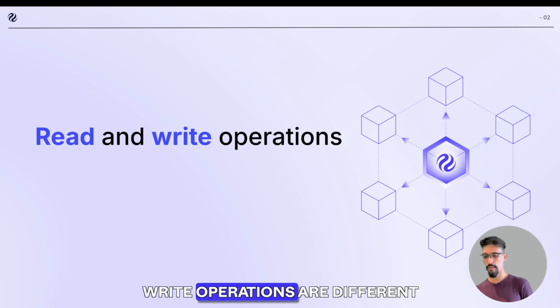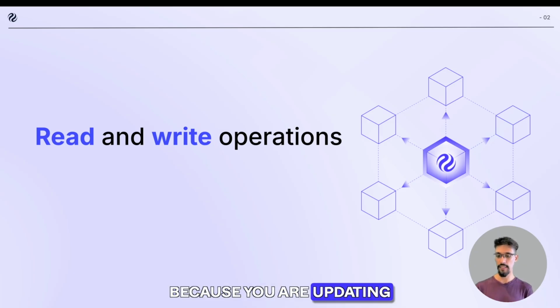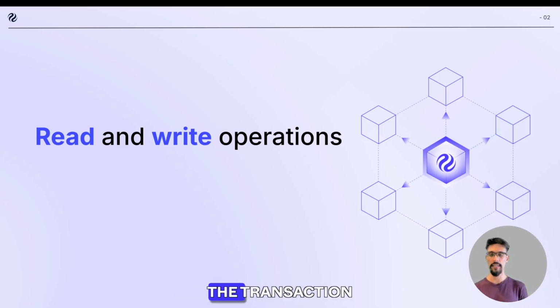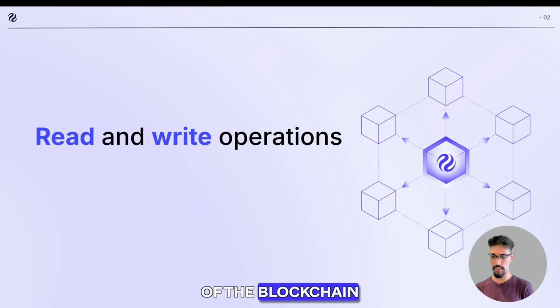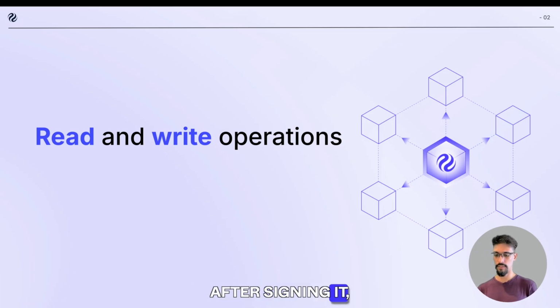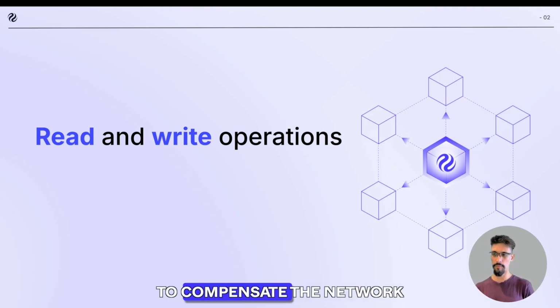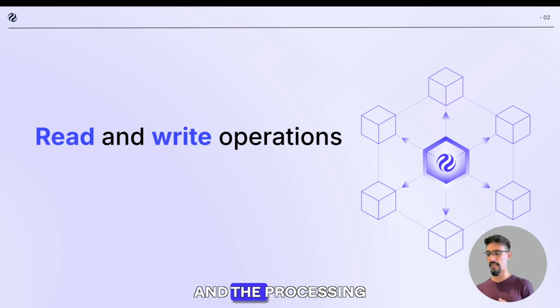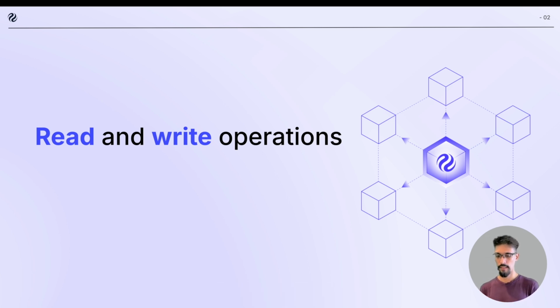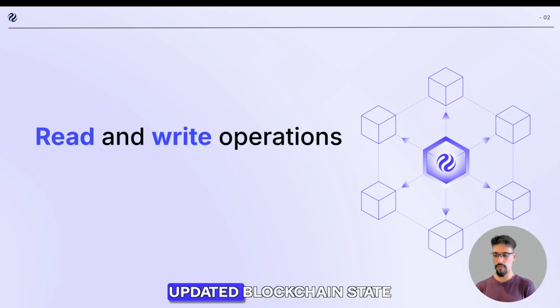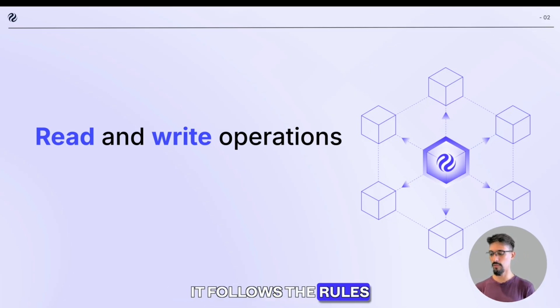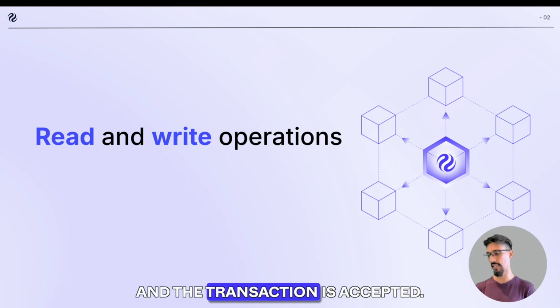However, write operations are different because you are updating the blockchain state. So you actually need to sign the transaction using a wallet to prove that that transaction was actually authorized by you. That state change that you're requesting of the blockchain, that you actually wanted to do it, right? In order to do so, after signing it, you're also paying a small fee, and that's known as gas, to the network. And this is to compensate the network for the storage and the processing that it needs to do. And after that, you get your updated blockchain state as long as it follows the rules of the smart contract and the transaction is accepted.